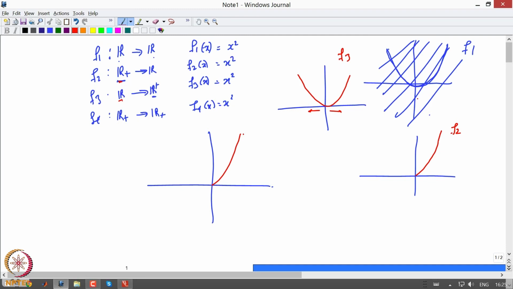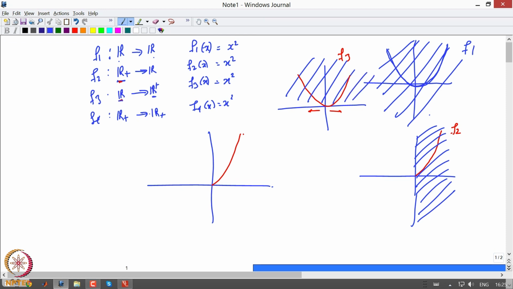In the second case, my domain and range would just be this one. So I am just restricting to R plus, right? So this is my domain here, which is all the shaded region. So in the third case, again, this is the entire real line. So this would be my domain. And in the fourth case, I am just restricting to positive numbers here.